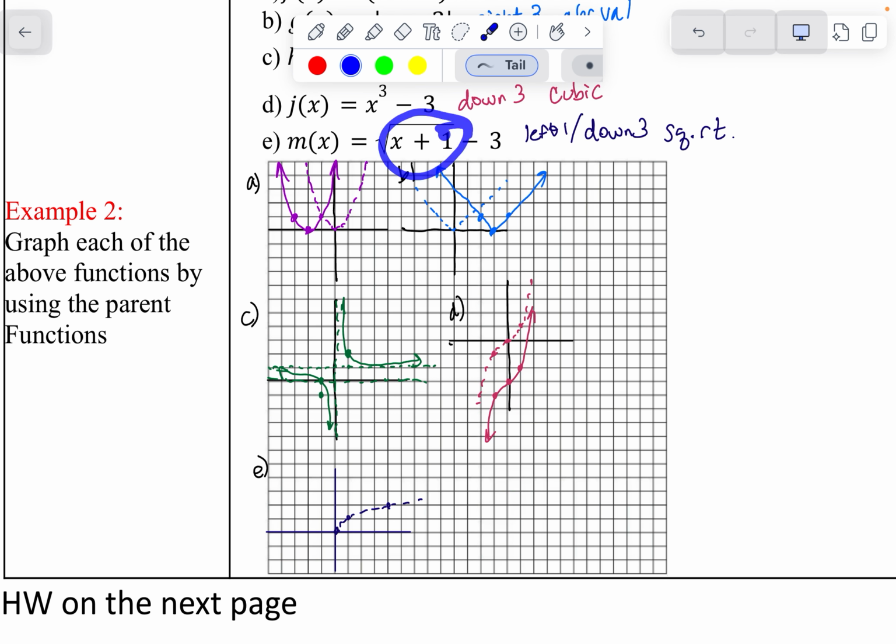So jump this point here to the left 1 and down 3. Left 1, down 3. Move this point left 1, down 3. This is the point 4, 2, because the square root of 4 is 2. Move this point to the left 1 and down 3. Okay? And then make your swoop.